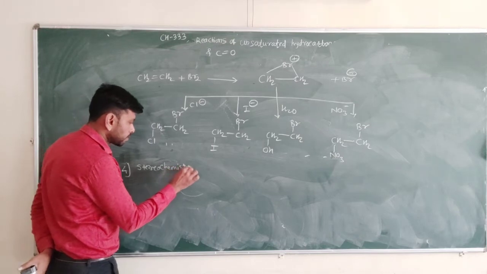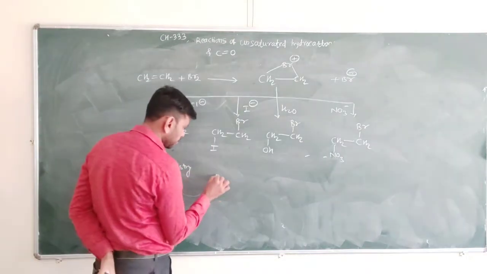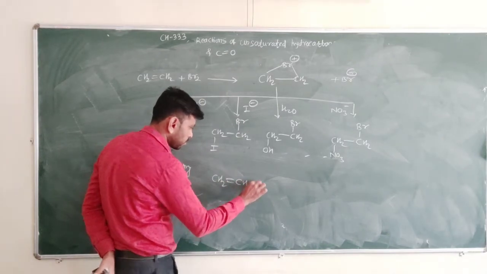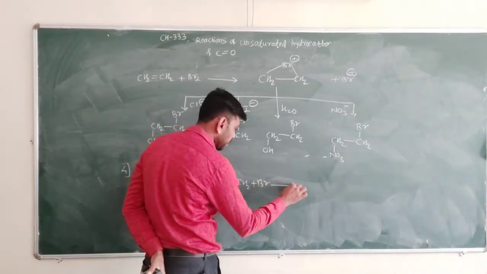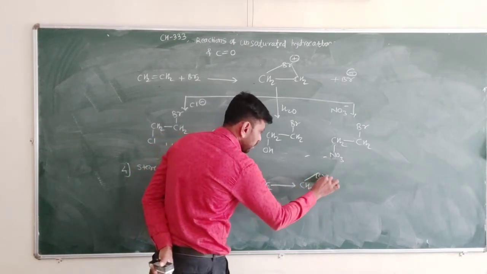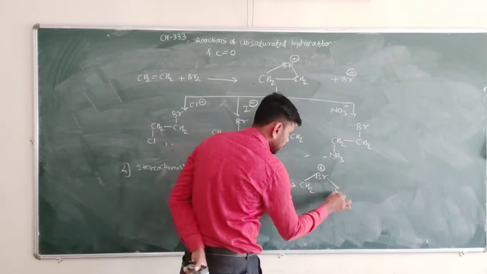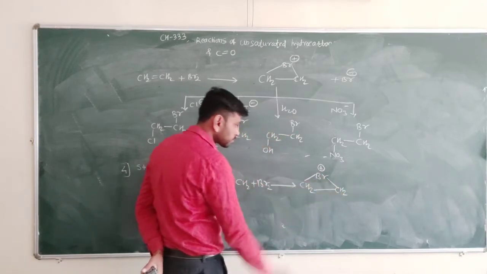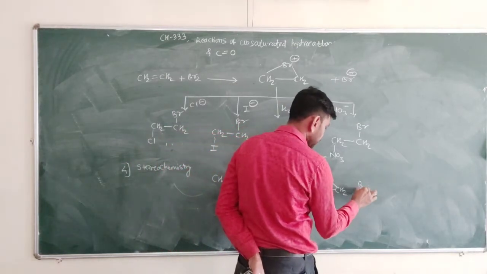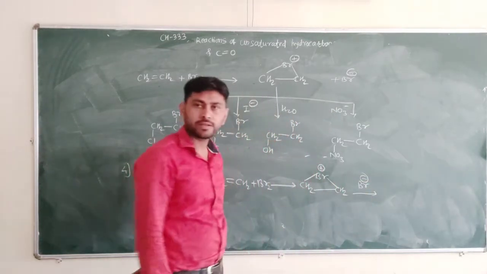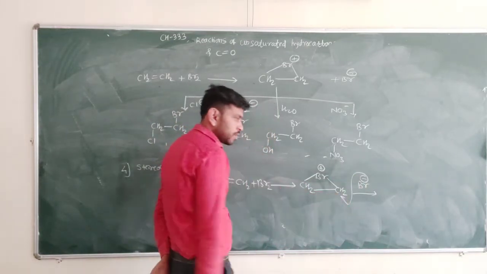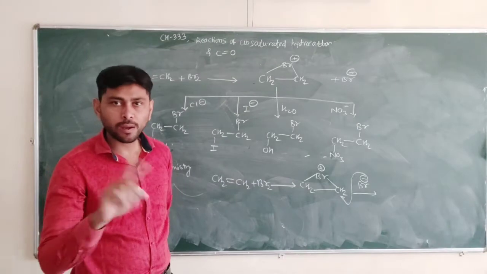Stereochemistry. As we know, we obtain a halonium ion as an intermediate. Now this intermediate, when another nucleophile, here we are taking Br minus, attacks, it attacks from the opposite side.